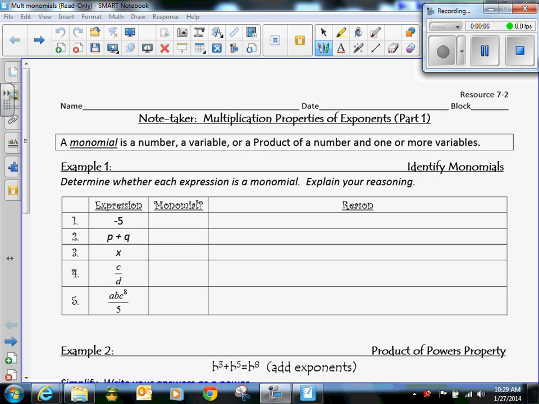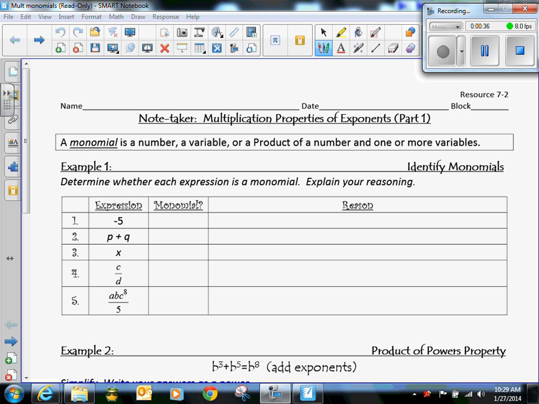Okay, today what we want to talk about are monomials and then products of monomials as well. So first thing we want to talk about is what is a monomial. It's a number, a variable, or a product of a number and one or more variables. So under here, what we want to do is decide whether or not 1, 2, 3, 4, 5 are actually monomials, and then we're going to go ahead and give the reason why.